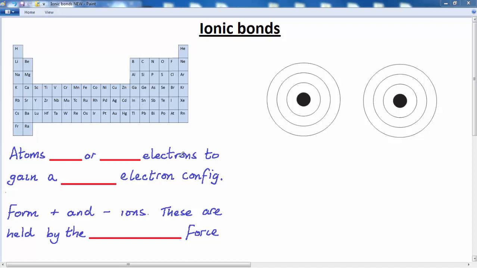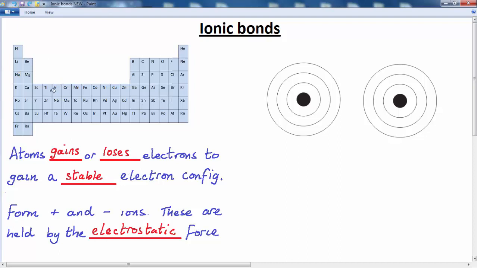So an ionic bond is formed when an atom either gains or loses electrons in order to gain a stable electronic configuration. As a result of this, either positive or negative ions are formed, and these are held together by strong electrostatic forces. So an ionic bond is always formed between different elements, never between the same element. Typically this is a metal and a non-metal.